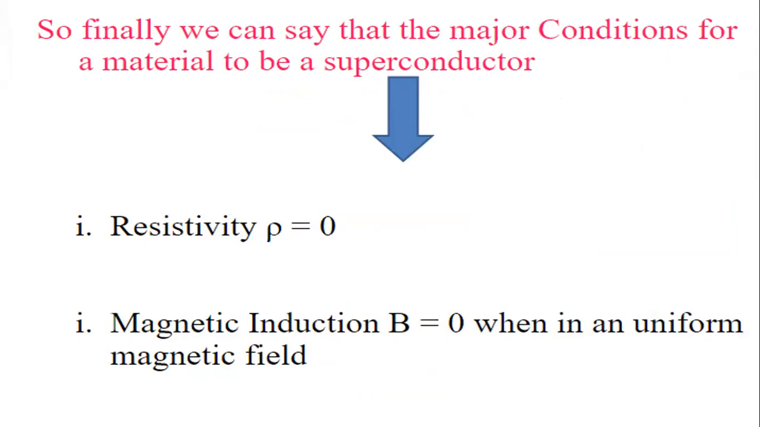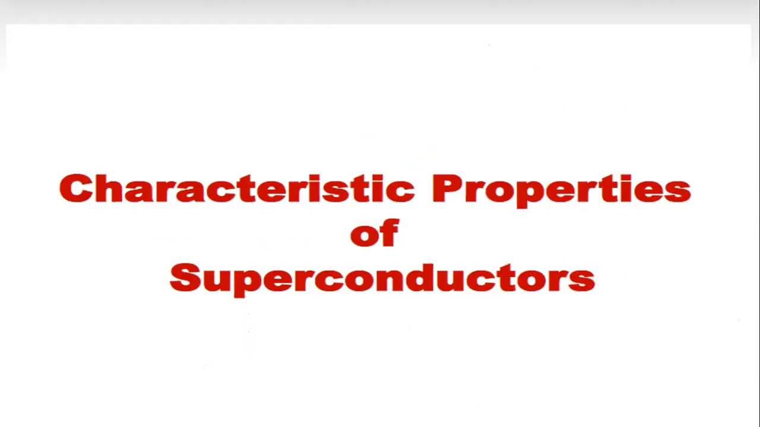So finally, what are the main conditions under which a given material acts as a superconductor? The first important parameter to understand is that the resistivity is found to be 0, and the magnetic induction field will also be equal to 0 when we apply a uniform magnetic field to a superconducting material. The resistivity value approaches 0, and the magnetic induction is also nearly equal to 0. These are the two important conditions wherein a given material is said to be a superconductor.